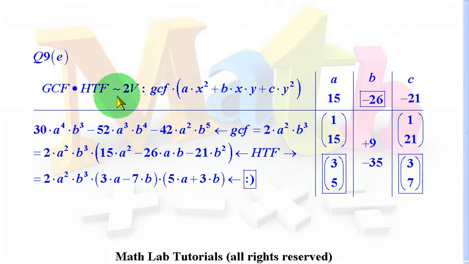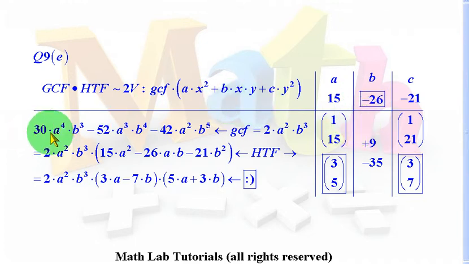This appears to be a GCF.HTF, but with 2 variables. It's going to look something like GCF on the outside, and we're going to have an ax squared plus bxy plus cy squared on the inside. And the a value will not be equal to 1. That's how we know it's an HTF. If this a value is equal to 1, then this becomes an easy trinomial factoring, and we don't have to use this chart method to do it.